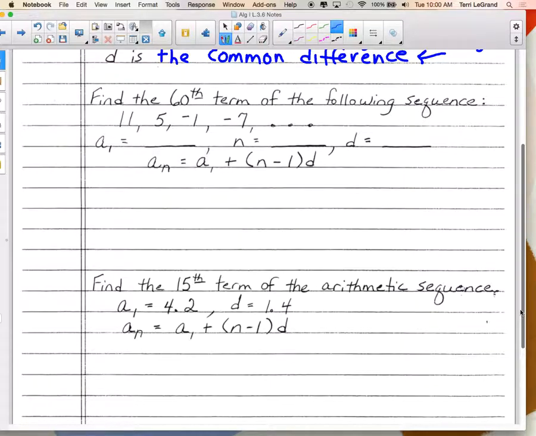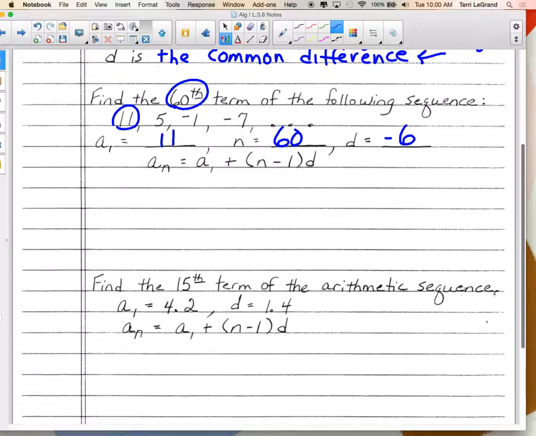So they're telling us this sequence, we don't even have to check it out. We can just go to work. Well, we need an a sub 1 value. What is it? 11. It's the first term. We need an n value. What is it? 60, because they want us to find the 60th term. And then now we do have to find the common difference. What is the common difference in this one, Devin? -6. It is decreasing in value, therefore our common difference has to be negative. So it's going down 6 between terms.